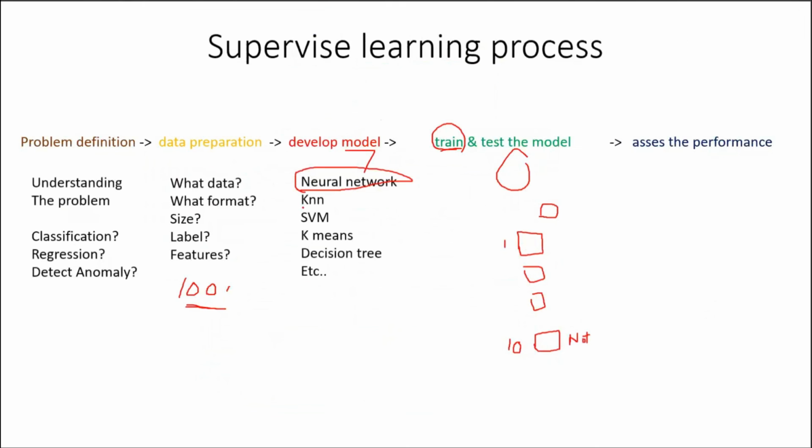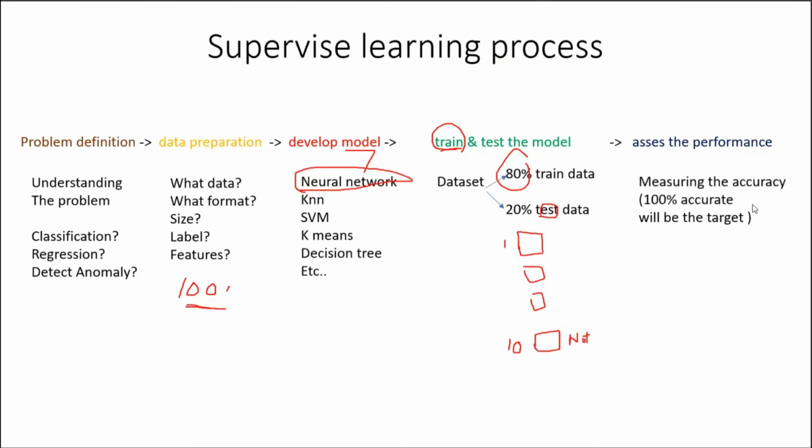At the end of the day, we count how many you got right and wrong. If you got 5 right and 5 wrong, it means it is 50% accurate. If all predictions are right, then you got 100% accurate. So when all 10 are the right answer by the model, we say that it's 100% accurate. That means assessing the performance.